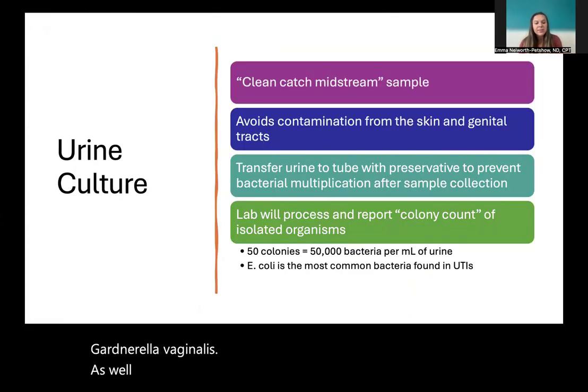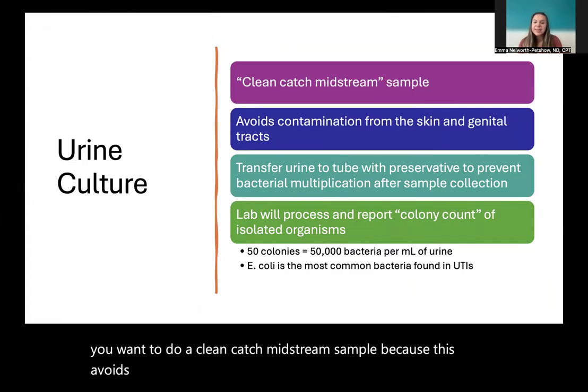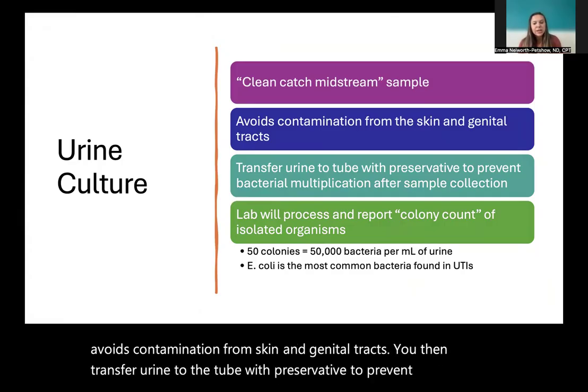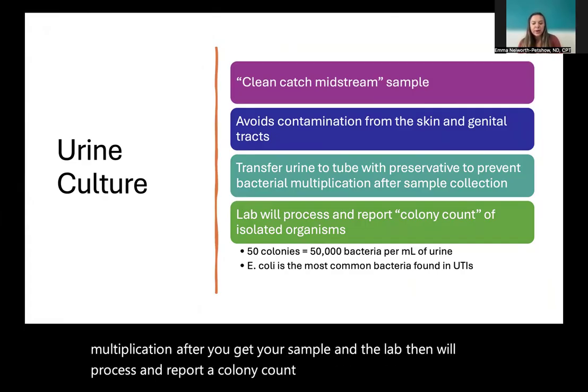When you're obtaining a urine culture, you want to do a clean catch midstream sample because this avoids contamination from skin and genital tracts. You then transfer urine to the tube with preservative to prevent bacterial multiplication after you get your sample. And the lab then will process and report a colony count of isolated organisms.